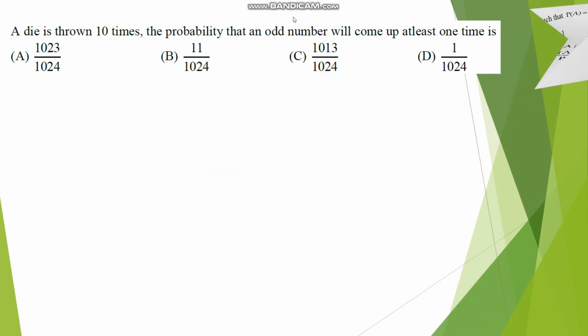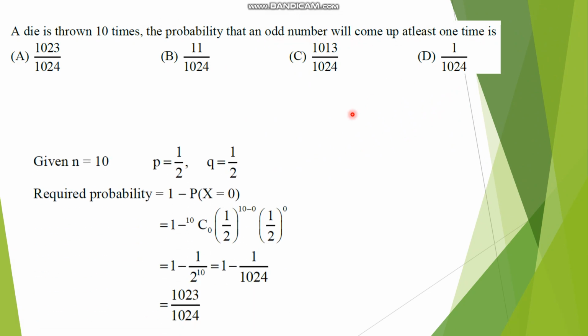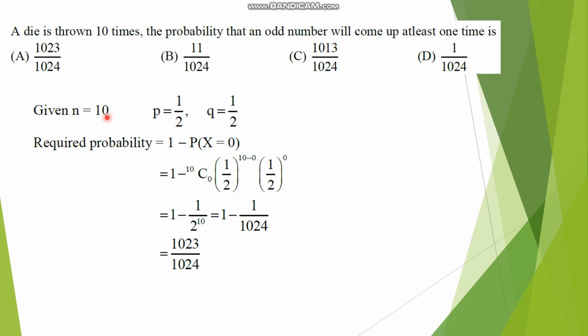A die is thrown 10 times, the probability that odd number will come up at least one time is. Now here n is given to be 10, p is 1 by 2, q is 1 by 2, right? Because for odd number, the chance is 1 by 2. So the required probability, we need at least one, that will be 1 minus probability of nothing, that is 1 minus probability of x is equal to 0, and we know the formula, it is nCr q power n minus r into p power r, and when you substitute and simplify, you get the answer as 1023 by 1024, which is option A.